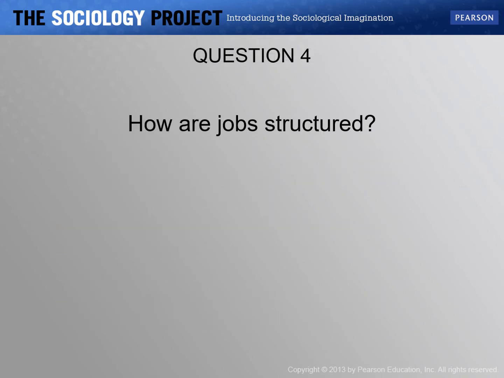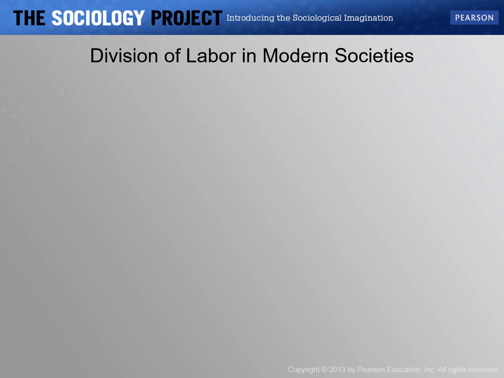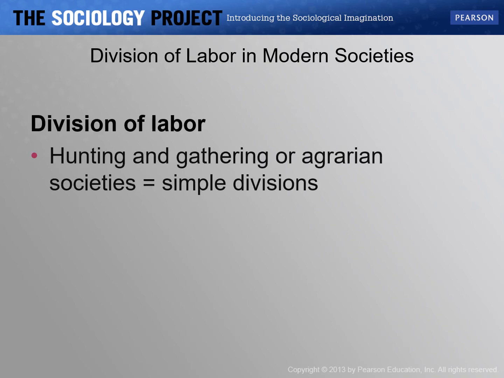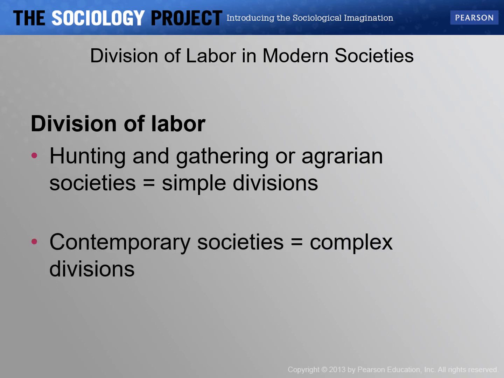Question 4 is, how are jobs structured? There is a division of labor in modern societies that is far different than in primitive societies. Division of labor means, for example, in hunter and gatherer or agrarian societies, it was simple divisions. You hunt, I gather. Childcare. Contemporary societies are very complex.